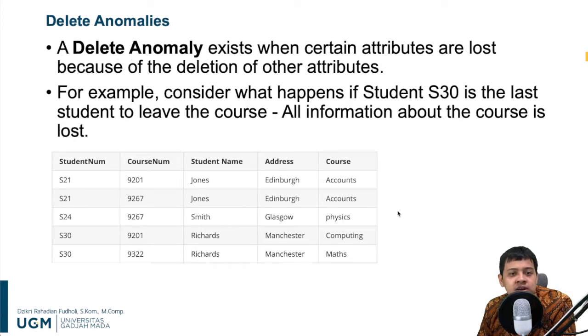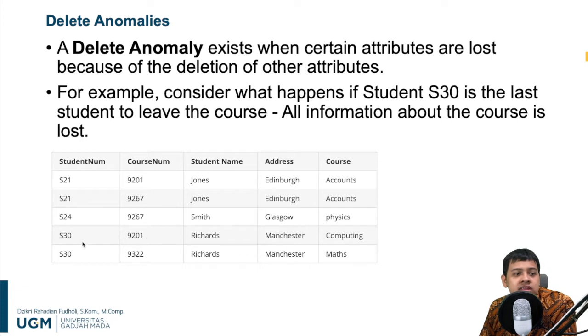Now, the second one is the delete anomaly. A delete anomaly exists when certain attributes are lost because of the deletion of other attributes. Let's see the example. Consider what happens if student S30, so he's here, student S30, which is Richard, is the last student to leave the course. All information about the course is lost. So we have the course name over here.